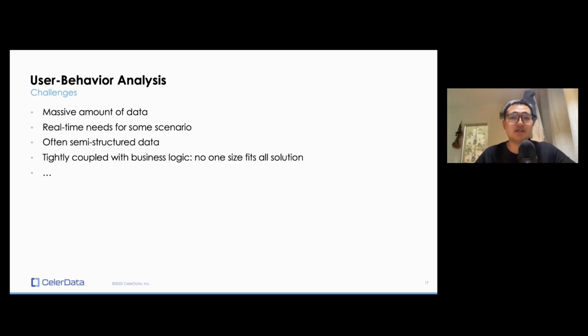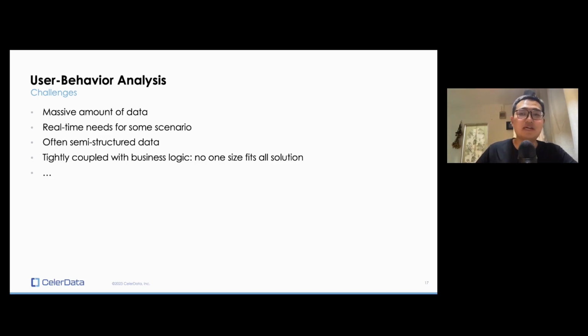And the second challenge is mainly the real time needs. Some of the user behavior analytics workloads, like the one that Didi, the ride sharing company, was doing, or some of the Tencent games use cases, require the data to be as fresh as possible, and the queries to be as fast as possible, so they can make business changes while it still matters, right? So real time is definitely a challenge of user behavior analysis in some scenarios.